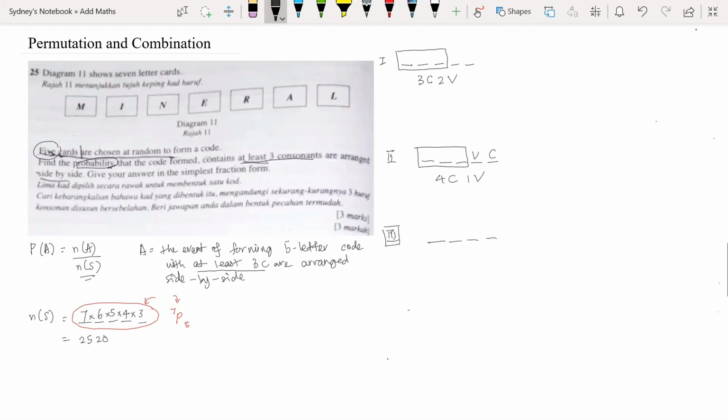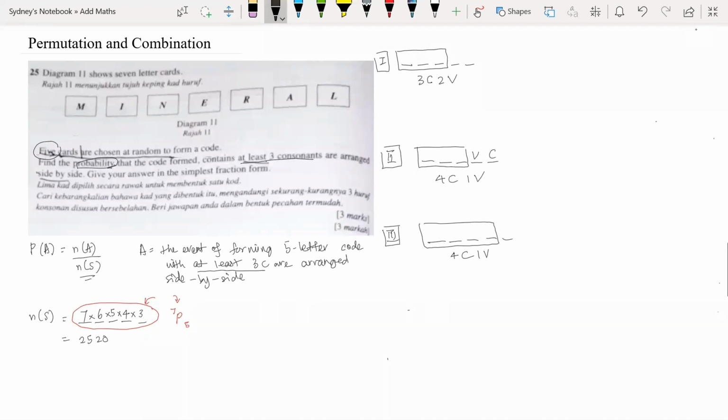Let me show you the third scenario. It is similar to case number 2, whereby we have 4 consonants and 1 vowel, but these 4 consonants are always together. In order to differentiate case number 2 and number 3, in case number 2 the extra C can never be beside the 3 consonant group. Otherwise, it will be the same scenario as case number 3. So in case number 2, V must separate these 2 groups of consonants. Let's figure out how many ways there are to form the 5-letter codes based on these 3 case scenarios.